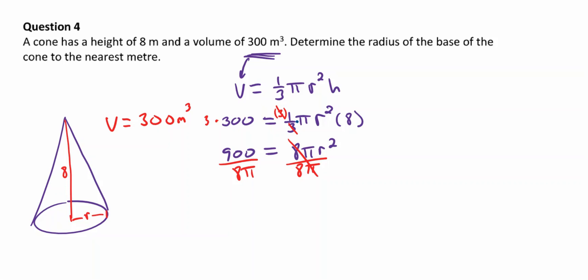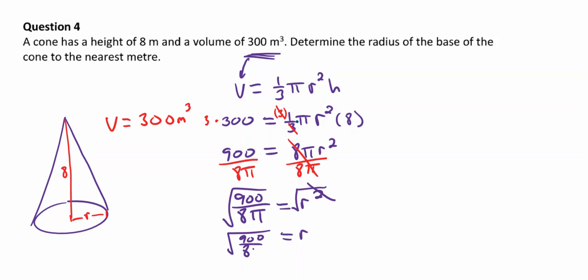Okay? And now we can actually put it into our calculator if you like. But actually, you know what? I'm going to leave it that way for one more second. Let's keep going. So now what we have left is 900 divided by 8 pi is equal to r squared. Very last thing we got to do, right? If this is all equal to r squared, why don't we take the square root of both sides? Right? So those will cancel, and we'll get r is equal to the square root of 900 over 8 pi.